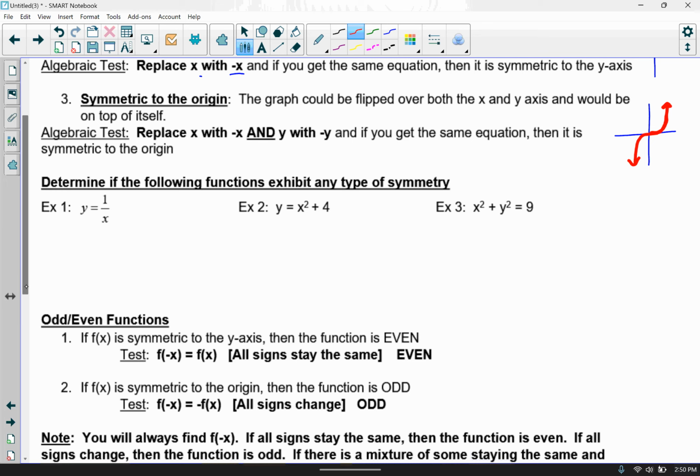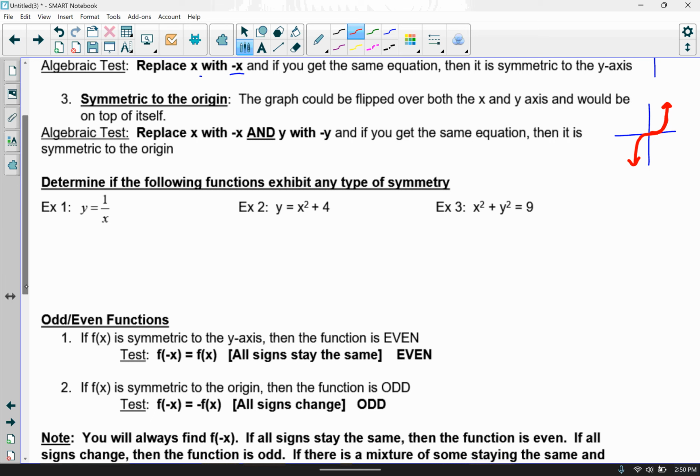And it should be noted, I didn't say this already, that it is possible for a graph to have more than one type of symmetry or not to have any symmetry at all. Okay, so just so you're aware of that. The examples that I gave you up above only have one type of symmetry, but like I said, it's possible to have more than one, and I'll illustrate that down here below in these examples. And it's also possible not to have any symmetry.